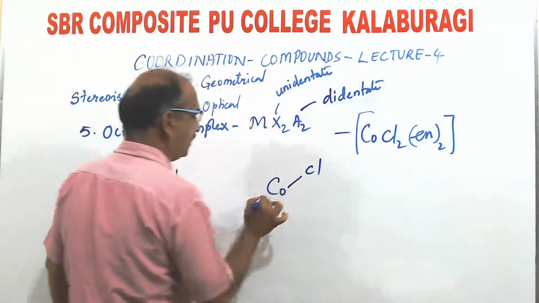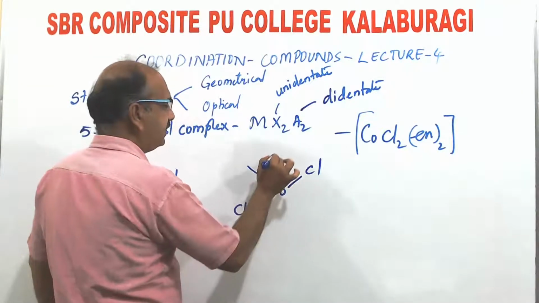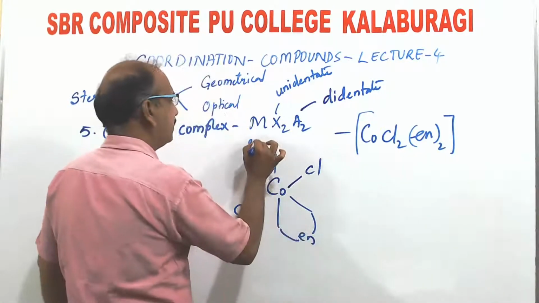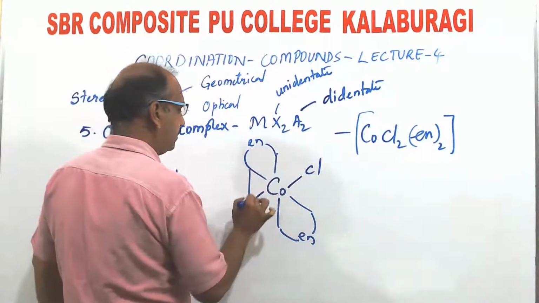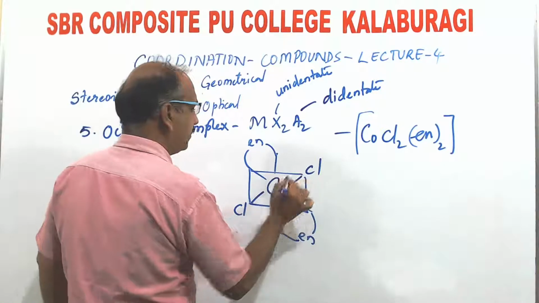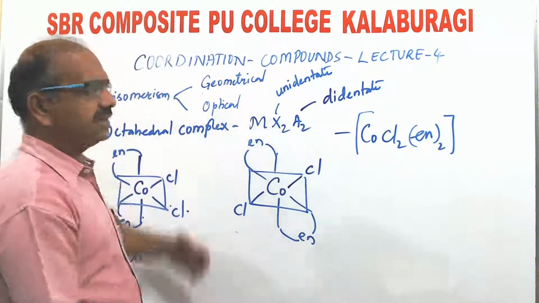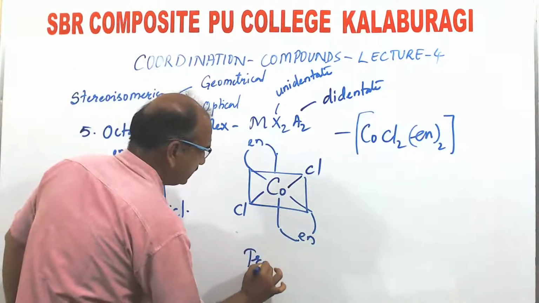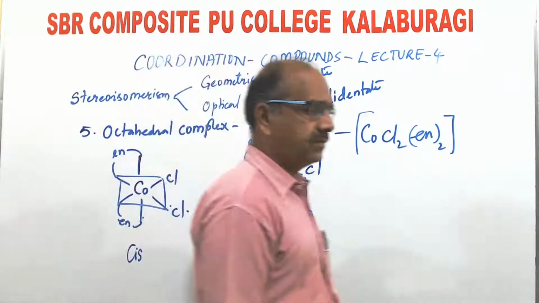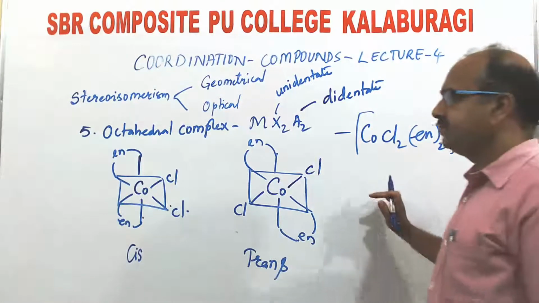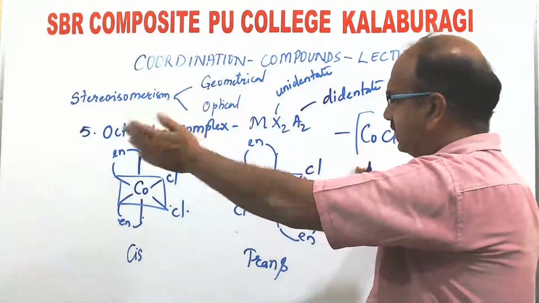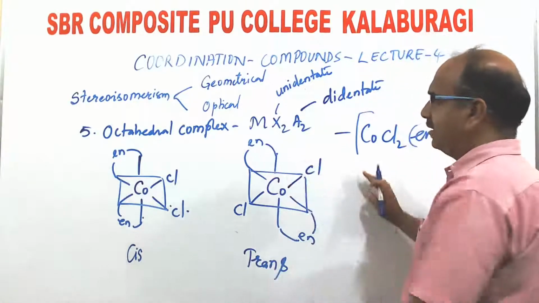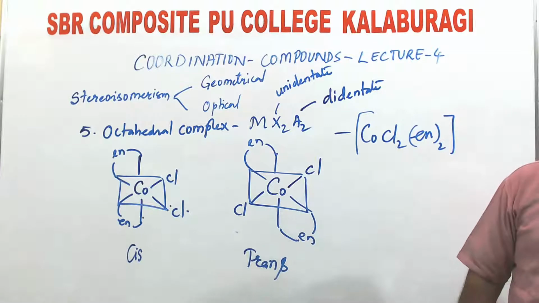Cobalt, this is chlorine, this also is chlorine. This is ethylene diamine. This also is ethylene diamine. Now you can see here the ethylene diamines are in the trans position. Chlorine also is in the trans position, in the diagonal position. So this is trans and that is cis. If the ethylene diamine is adjacent, side by side, it is taken as cis. If it is diagonal, it is taken as trans.